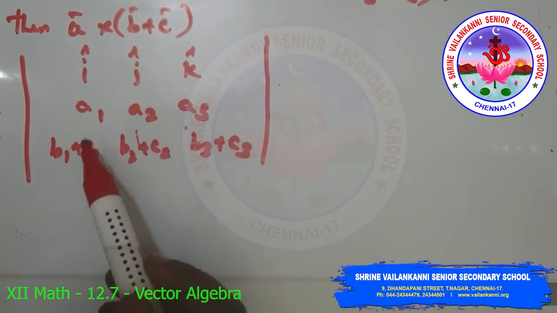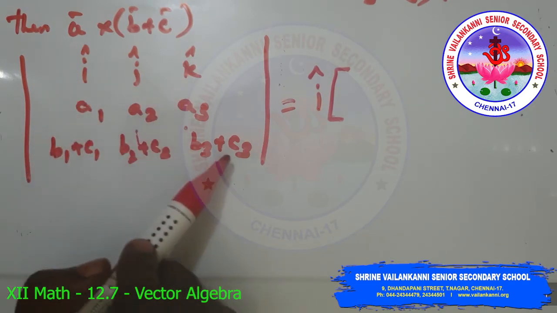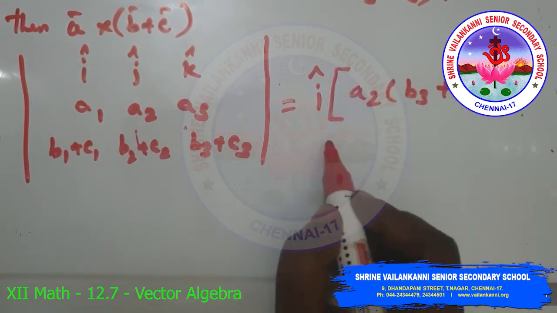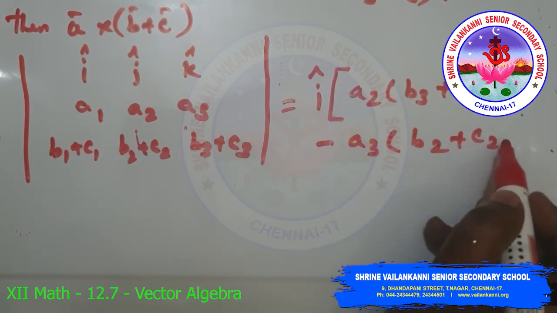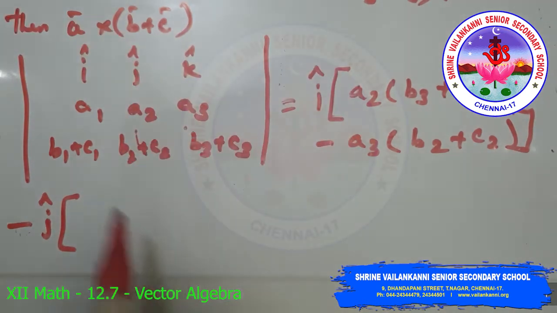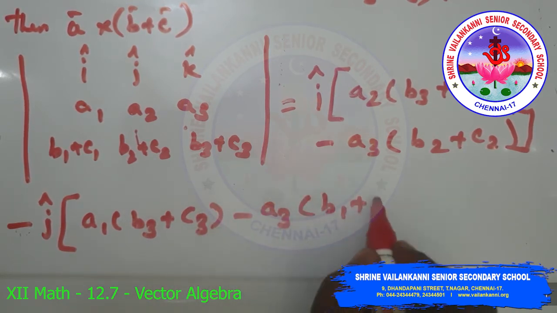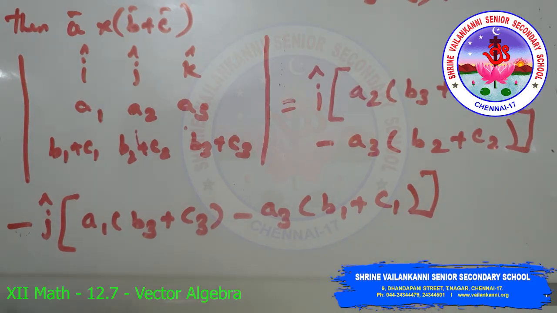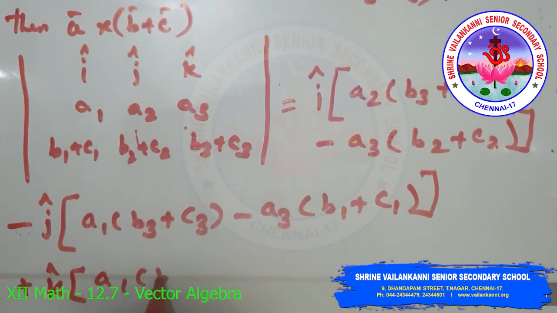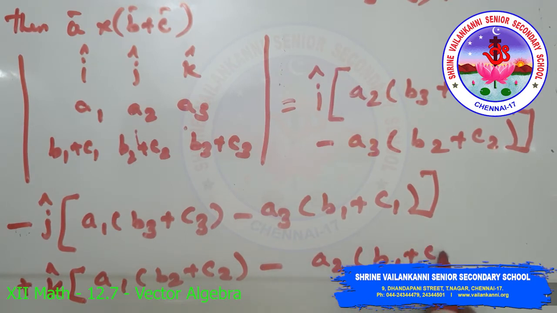Expanding along the first row, i into, deleting this row and column, A2 into (B3 + C3) minus A3 into (B2 + C2), minus j into A1 into (B3 + C3) minus A3 into (B1 + C1), plus k into A1 into (B2 + C2) minus A2 into (B1 + C1).